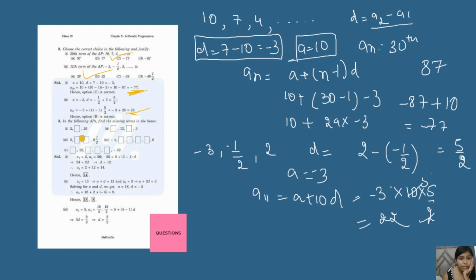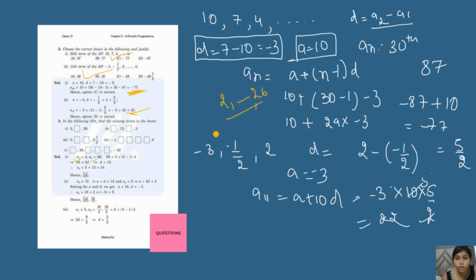Let's move forward. These are the empty boxes. You just have to find the missing terms. In this particular question, a equals 2 and a3 equals 26, right? So what you will do is find the common difference, and the given AP is 2, dash, 26.